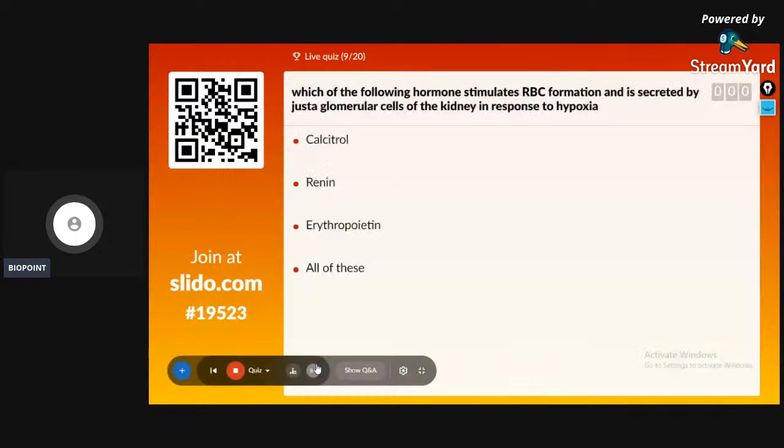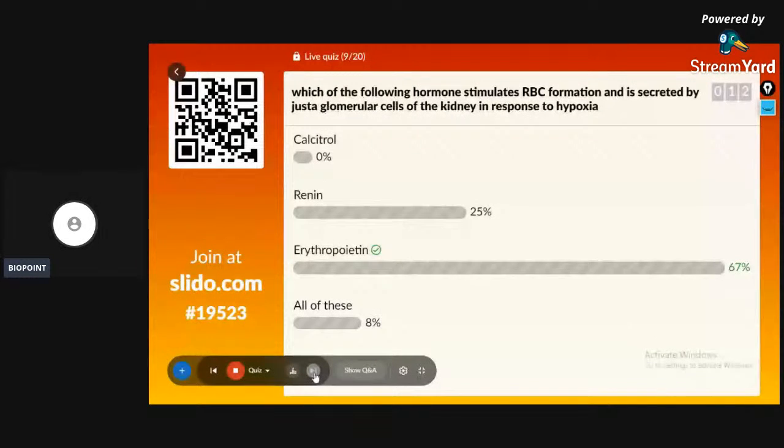Which of the following hormones stimulates RBC formation and is secreted by the juxtaglomerular cells of the kidney in response to hypoxia? Calcitriol, renin, erythropoietin, or all of these. Let's see the correct answer for the question. The correct answer is erythropoietin. 10th question, after which you can see the first leaderboard or the rank on your respective devices.